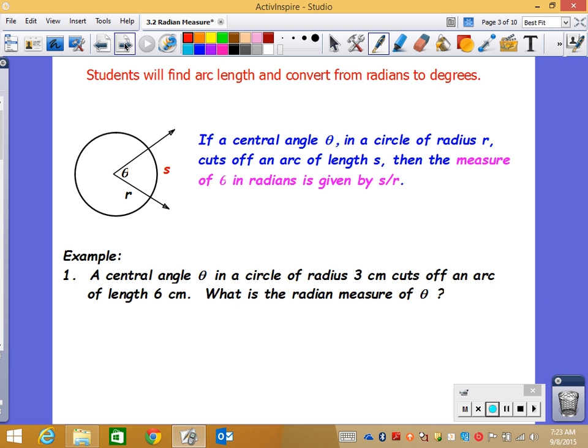So if the central angle theta in a circle of radius r cuts off an arc length of length s, then we measure theta, the central angle, given by s over r. So all that really means is that if the radius and the arc length aren't the same, we have a formula now to figure out what the central angle is, whereas theta equals s over r. That's going to be something you're going to want to memorize, so you are going to want to know this.